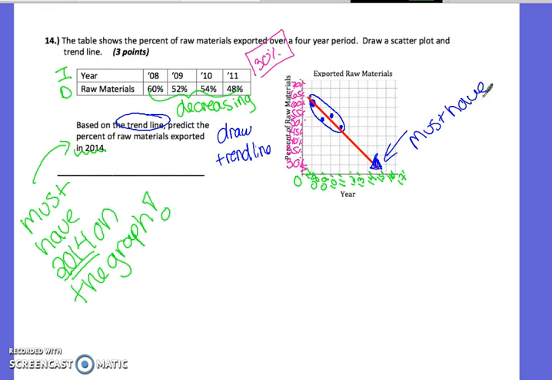And we're predicting in 2014. So I'm going to go up from 2014, which is right here, up to my line and over to my Y. And I would say that this is about 34%. So I would say my answer is approximately 34% based off of my line. If you got somewhere around there, that would be fine. But you have to have the 2014. Otherwise, you cannot make a prediction.